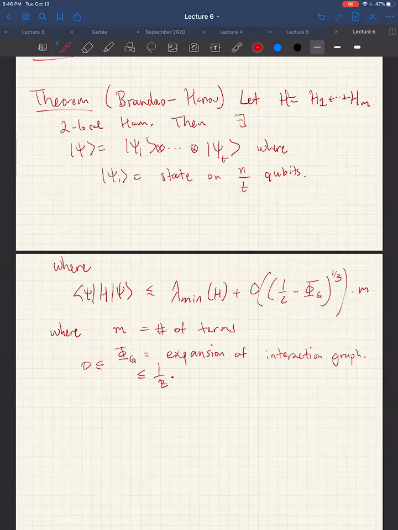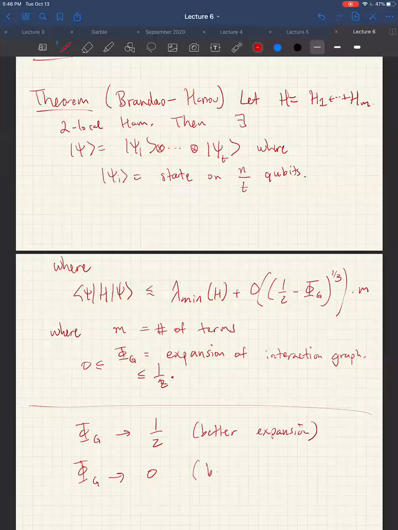So this is a theorem that they proved, and as you get a better and better expander, as you get close to 1/2, meaning better expansion, this error term is going to get closer and closer to 0, which means you get a better and better approximation of the ground state. On the other hand, if you have terrible expansion, if you make this expansion go to 0, then you can chop up your interaction graph into small pieces, and then you can use the same argument that I presented before to also get a good product state approximation of the ground state.